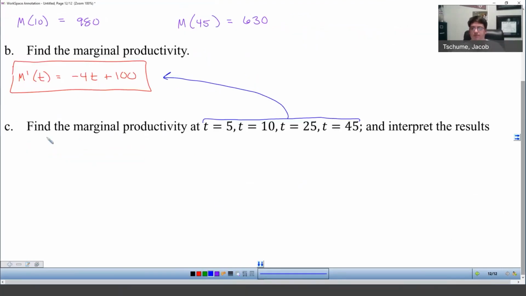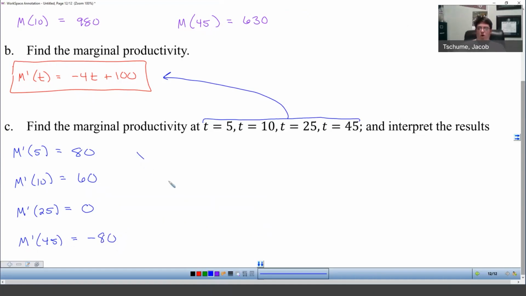let's scoot out a little bit. So we're going to find what is M prime of 5. Once again, I'm not going to write out every little detail here, but I will plug them in. So that's negative 4 times 5 plus 100, which is 80. If we do M prime of 10, that should be 60. If I do M prime of 25, that should be 0. And finally, if I do M prime of 45, that's the one I couldn't do in my head, that is negative 80.